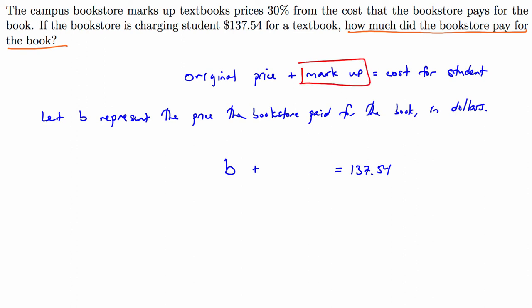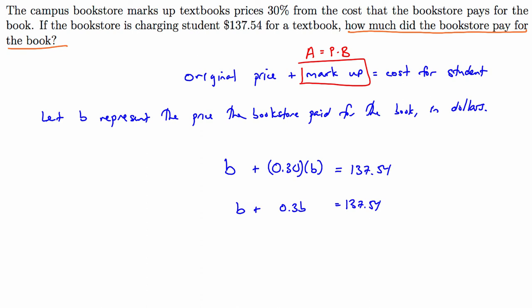What we need to look at is, how do we represent this markup? Well, we know the markup was 30% of the original price. The amount of the markup will be the percent times the original price of the book. Bringing that down to the equation we're trying to set up, the amount of the markup is going to be 30% times the original price of the book. So my equation becomes b plus 0.3b equals 137.54.